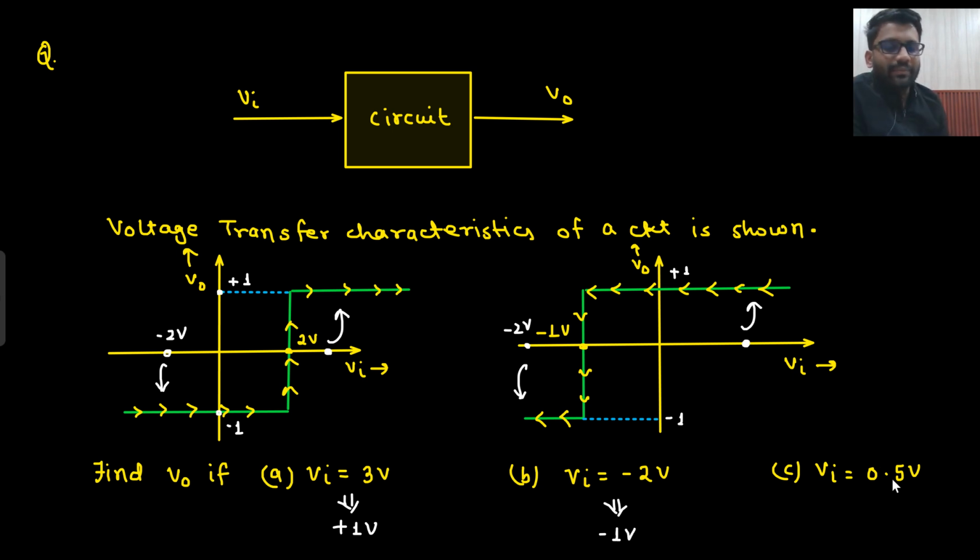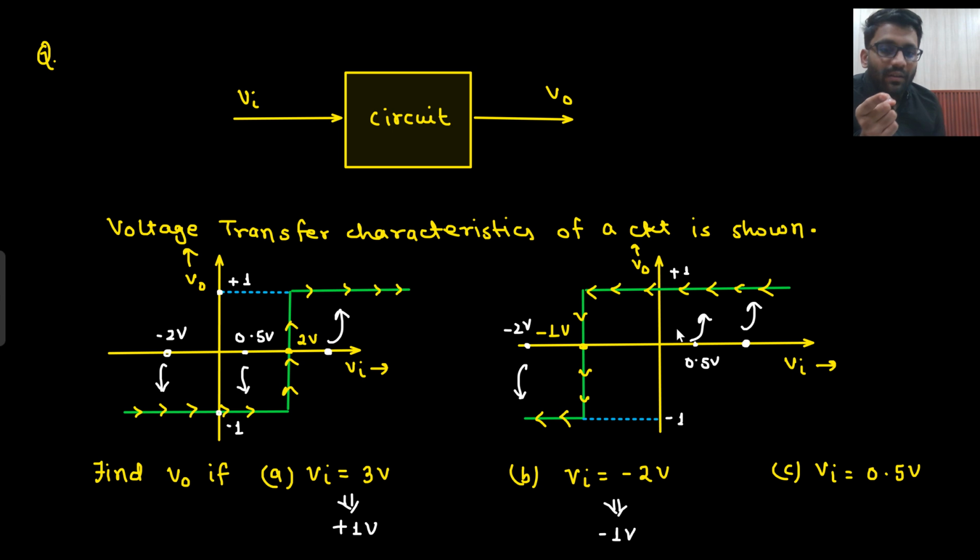But what about this one? When Vin equals 0.5 volt, where will 0.5 be? Here it will be 0.5. This graph says the output should be minus 1 volt. On the other graph, 0.5 volt is here, and that graph says the output should be plus 1 volt. So one graph at 0.5 volt says the output can be minus 1 volt, and the other says it should be plus 1 volt. So who should we listen to? That's the point now.